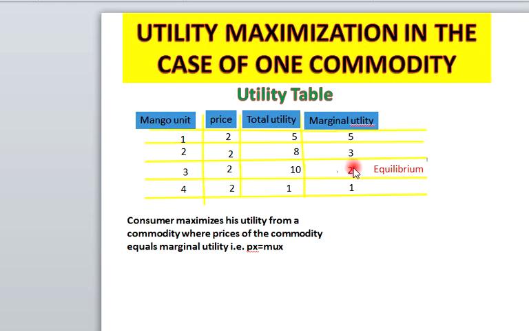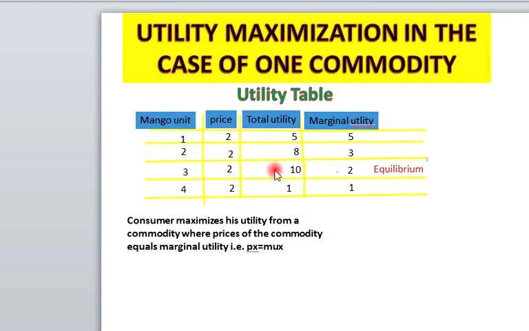It's at this point that equilibrium is met, because it is at this point that marginal utility equals price. As stated below, the consumer maximizes utility or satisfaction from a commodity where the price of the commodity equals marginal utility. That is, Px equals marginal utility, which is MUx. And that is achieved here, where marginal utility equals the price of the commodity.